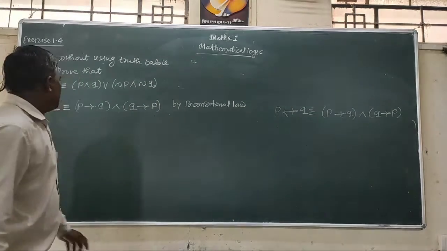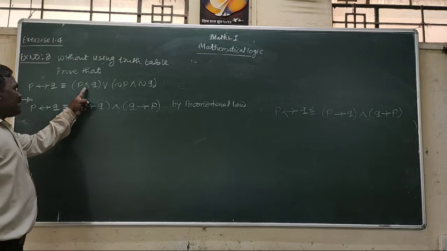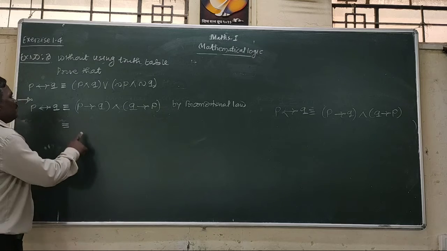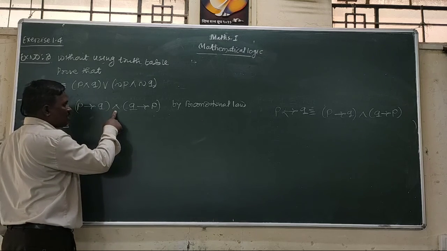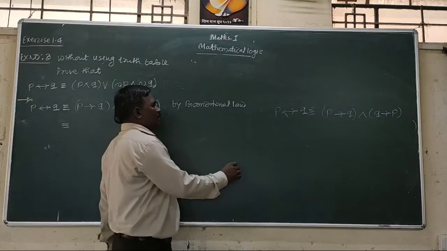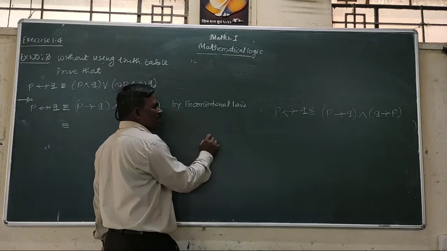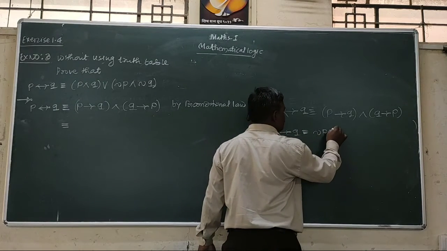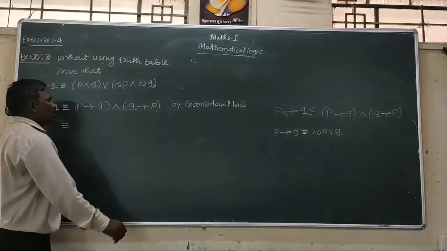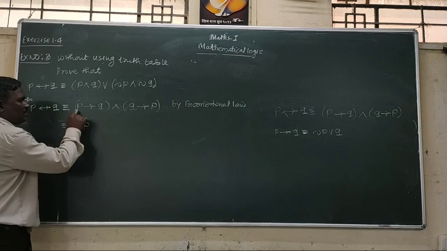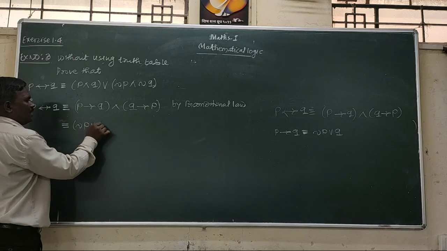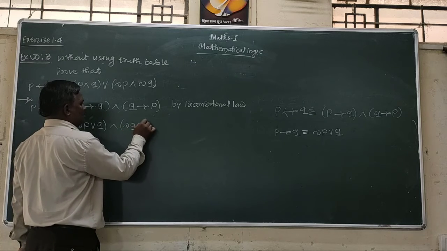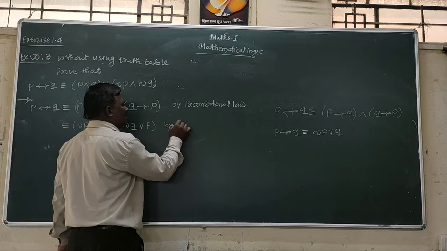Okay. Therefore, which is equivalent? Now we need to get it into conjunction and disjunction; the conjunction must come inside the disjunction. Okay. Therefore, P implies Q, conjunction of Q implies P. Therefore, we know that the conditional law is P implies Q equivalent to negation of P disjunction Q. Therefore, using this result, P implies Q is negation of P disjunction Q, conjunction Q implies P, that is negation of Q disjunction P. Okay, by conditional law.